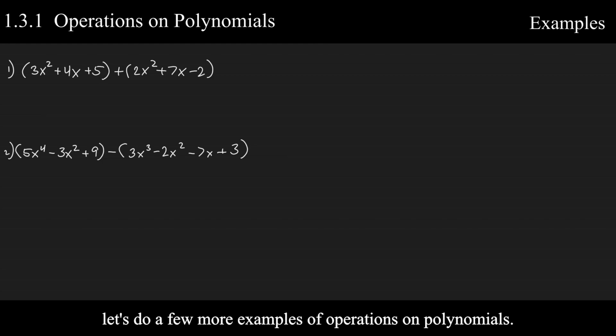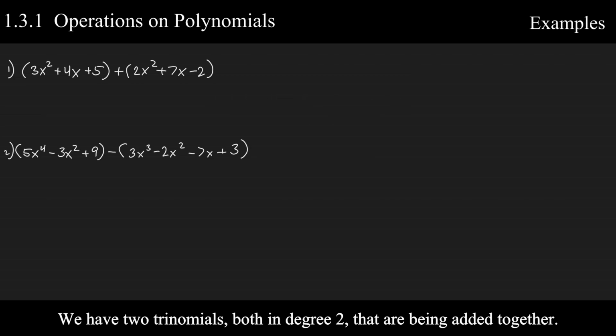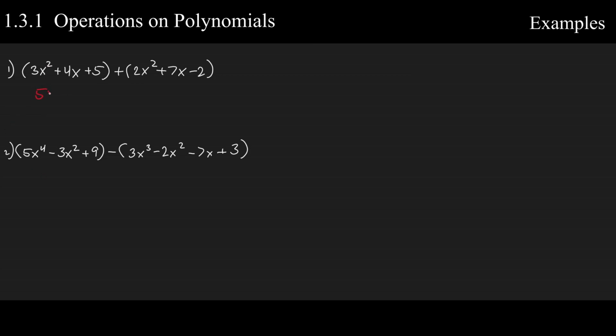of operations on polynomials. Number 1, 3x squared plus 4x plus 5 plus 2x squared plus 7x plus 2. We have 2 trinomials, both in degree 2, that are being added together. We are going to simply add the like terms together. Because our trinomials are already in standard form, as long as we add from left to right, our sum will also be in standard form. We have 5x squared plus 11x plus 3.